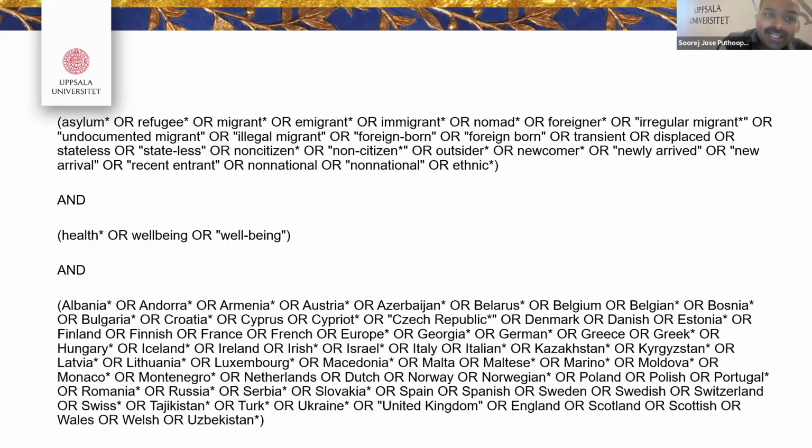In this case, it's health. In other cases, it could be malaria. It could be work insurance. It could be anything you want. C stands for the comparison group. Are you going to compare with the host population? Because then it's a different kind of review. Here, we are not doing any comparison per se, so the C part is not relevant.